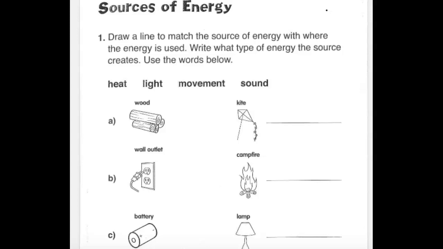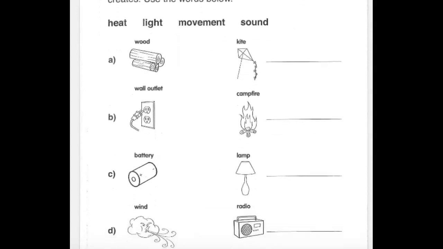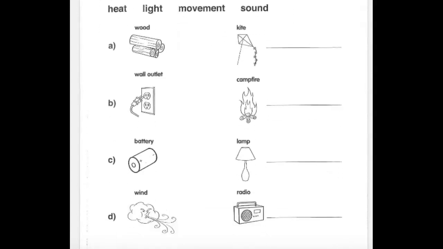Draw a line to match the source of energy with where the energy is used. Write what type of energy the source creates. Use the words below. So we're going to match the sources together and then we're going to write the word next to it.